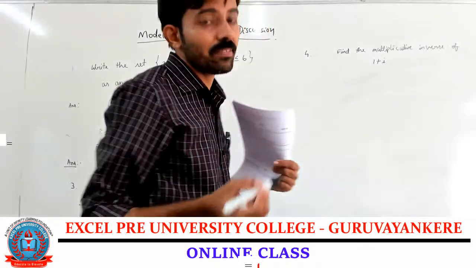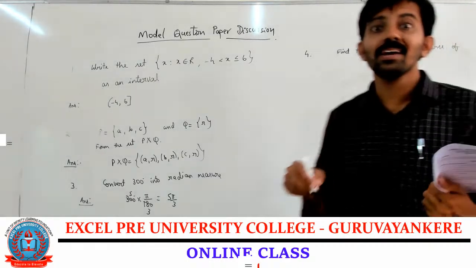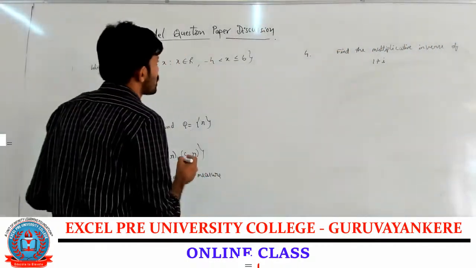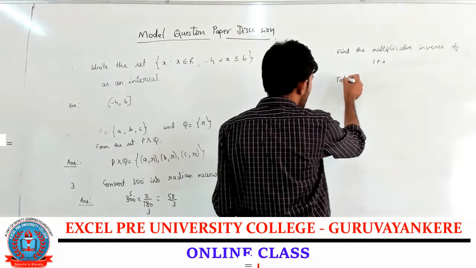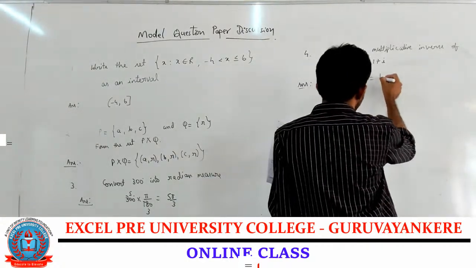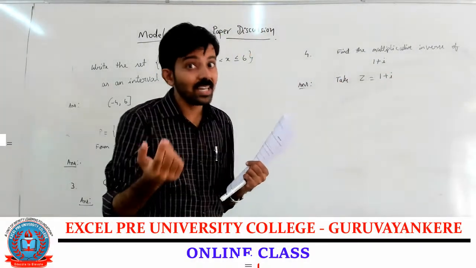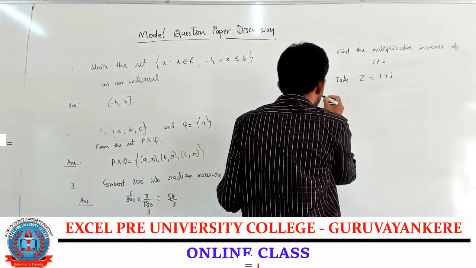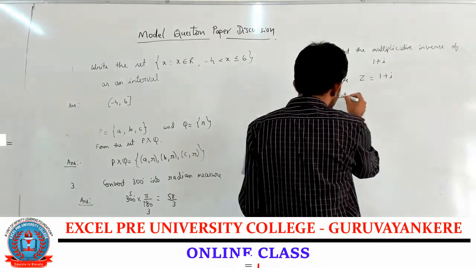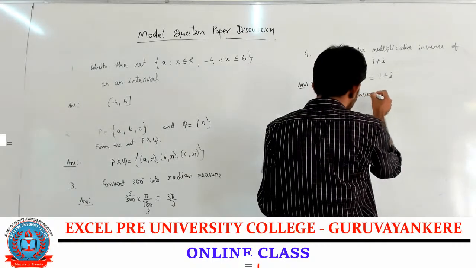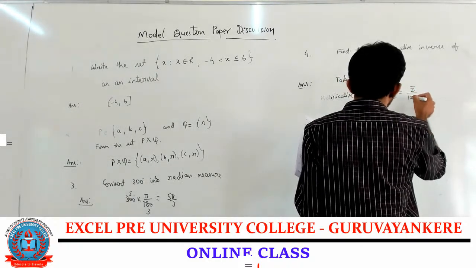What is the multiplicative inverse? 1 by z. The multiplicative inverse of z is 1 by z, which is given by z bar by mod z square, correct? Take z equal to 1 plus i. The complex number is 1 plus i. The multiplicative inverse is given by 1 by z, which is z bar divided by mod z square.